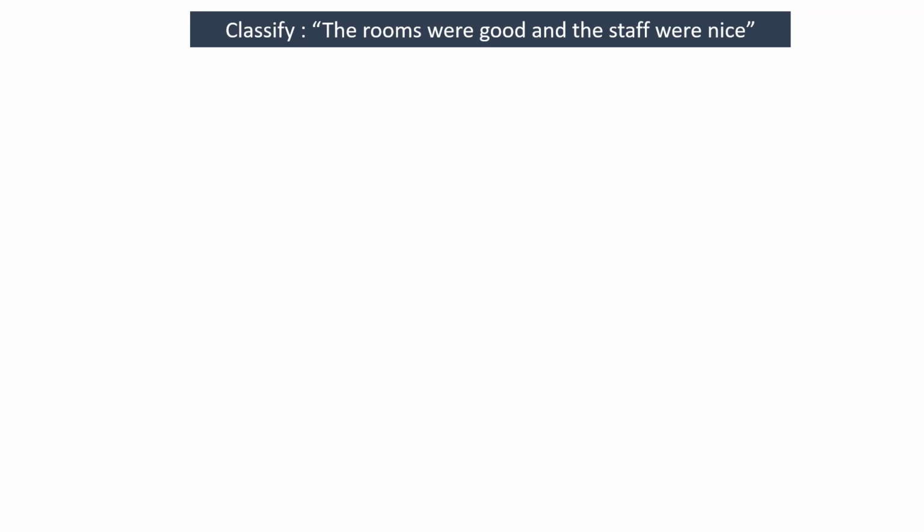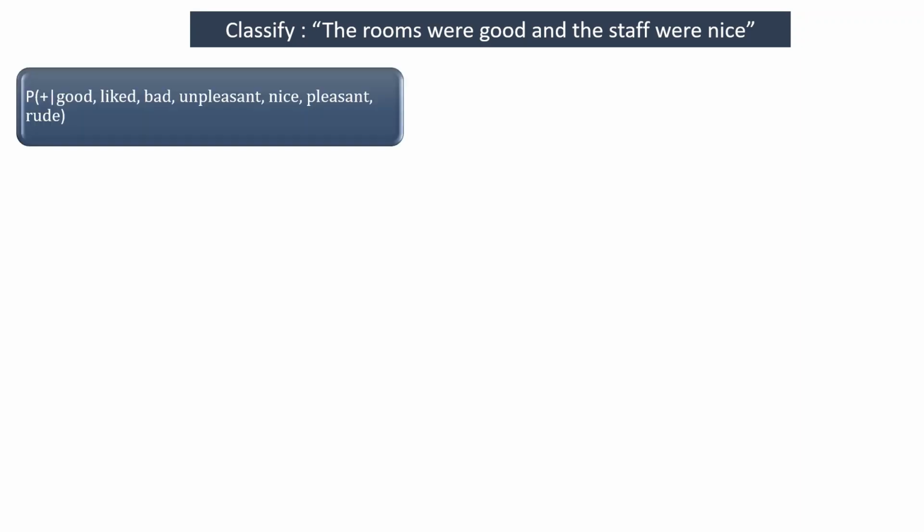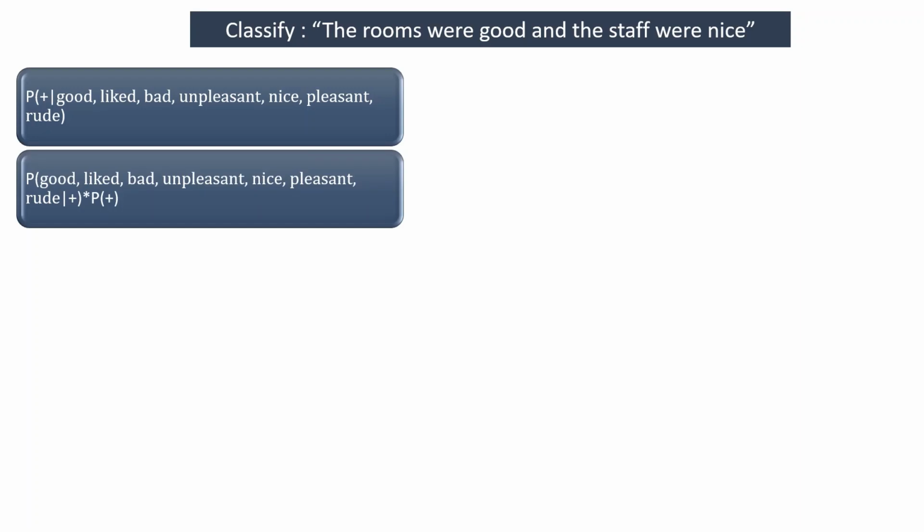As the final step, let's use the classification model that we have created to predict on new unseen data. A new review that we have got is: the rooms were good and the staff were nice. Is this going to be a positive review or a negative review? We extract the features out of it, which are good and nice. The probability of positive given good, liked, etc., up to rude is equal to the probability of good, liked, etc., up to rude given positive, times the probability of positive, by the Naive Bayes model.